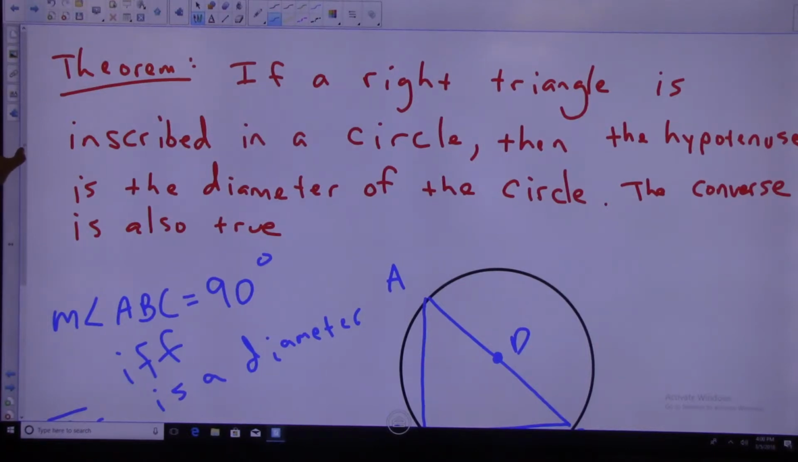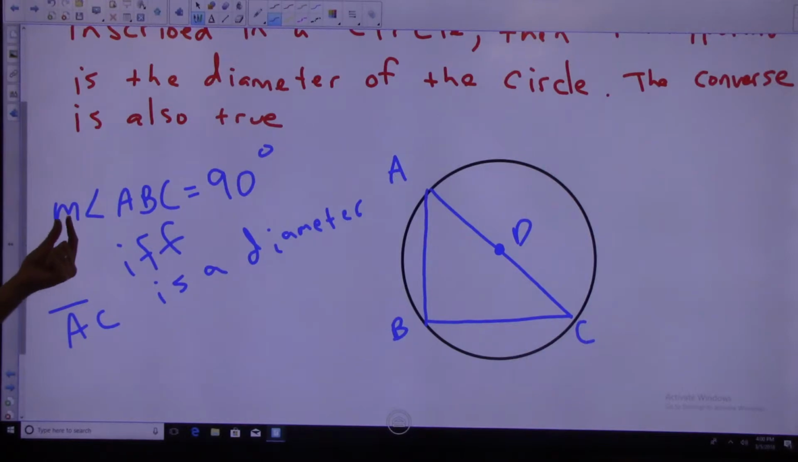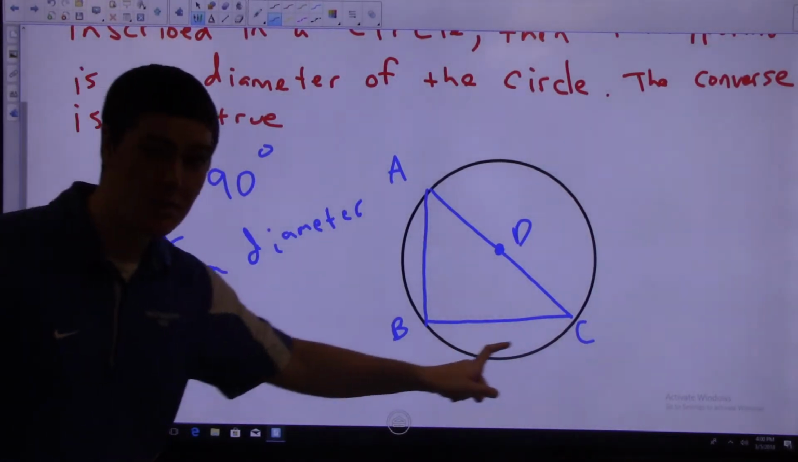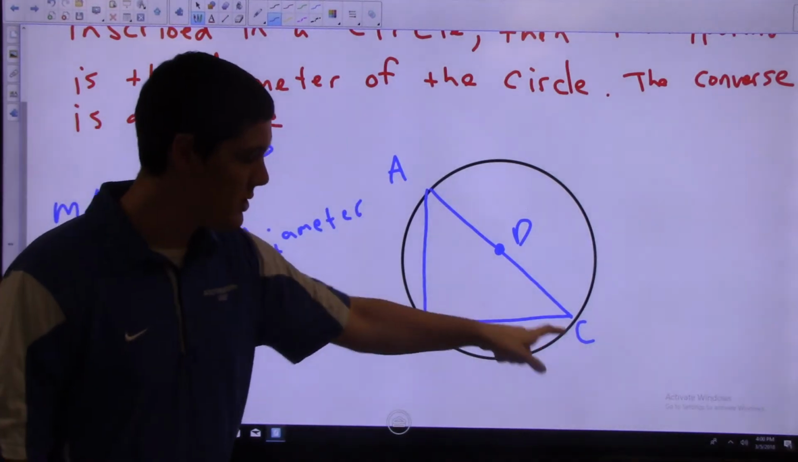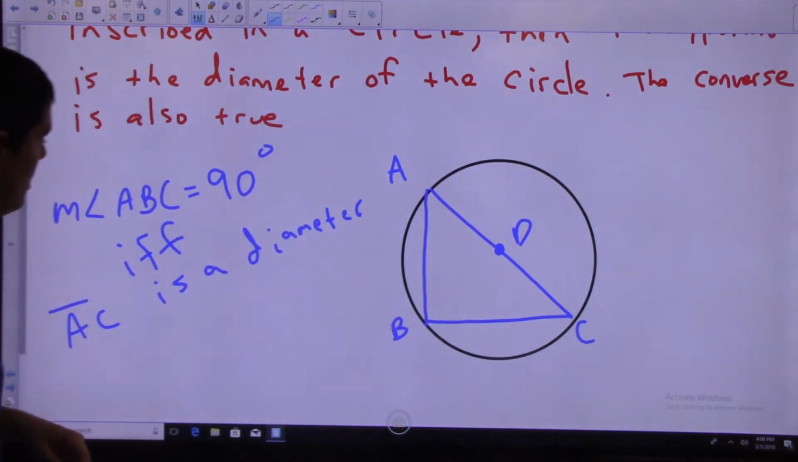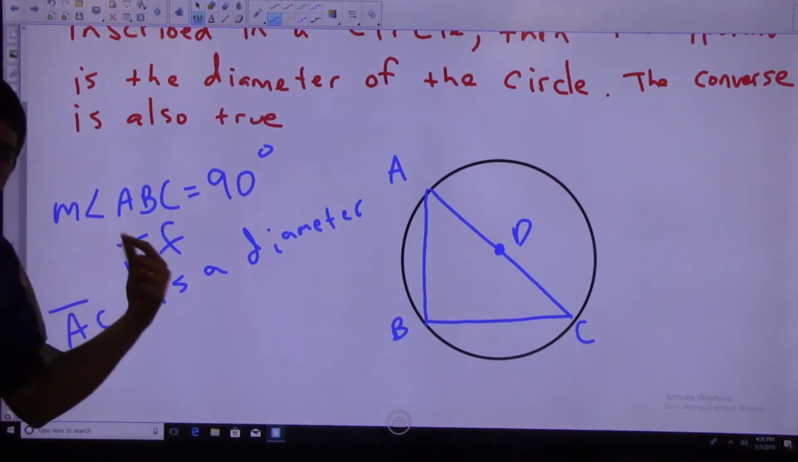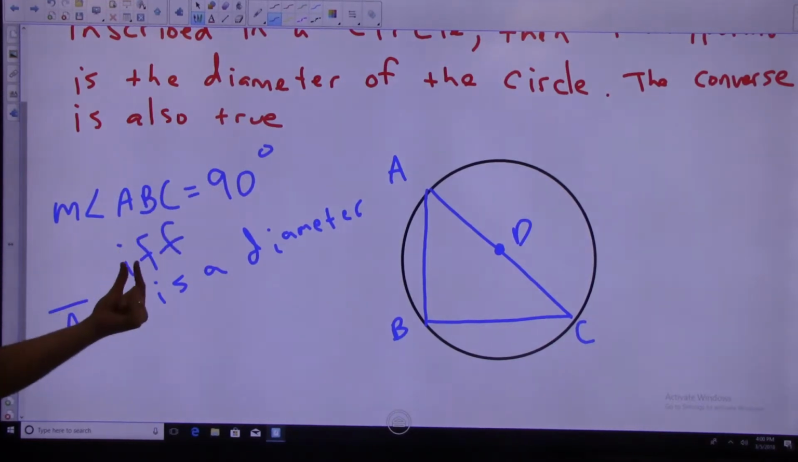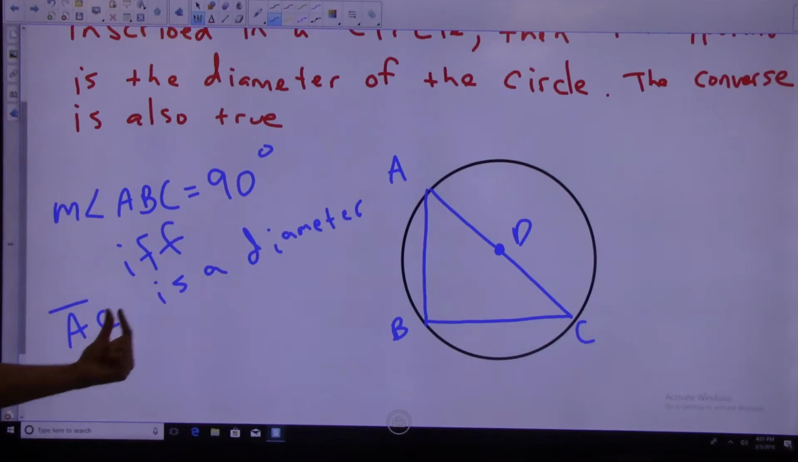So what we're saying here is this. The measure of angle ABC, which is an inscribed angle, okay? And by the way, this whole thing is an inscribed triangle because all the vertices are on the circle. So the measure of angle ABC is equal to 90 if and only if, remember IFF means if and only if, segment AC is a diameter.